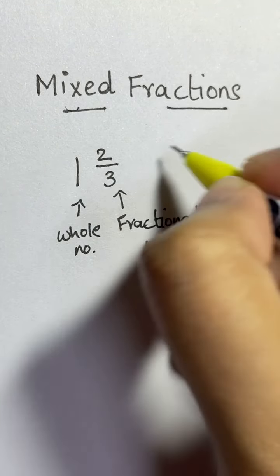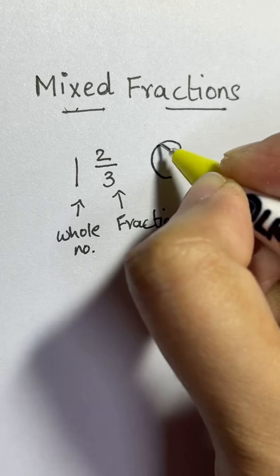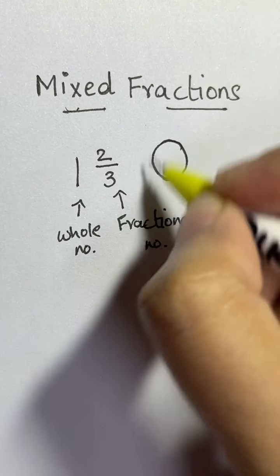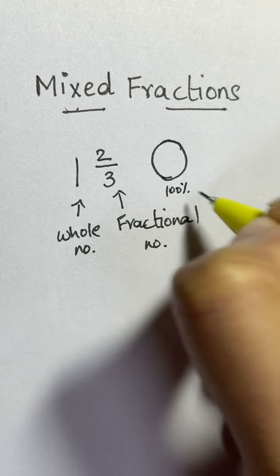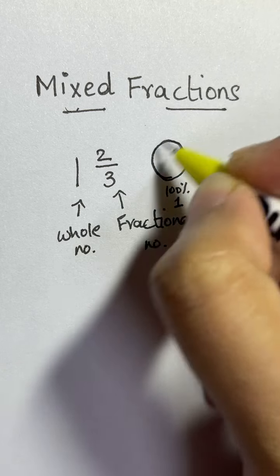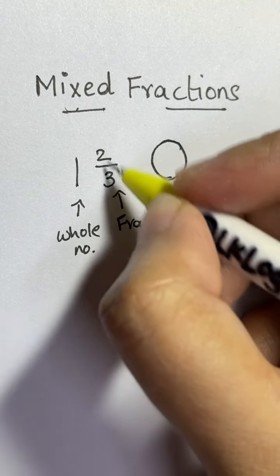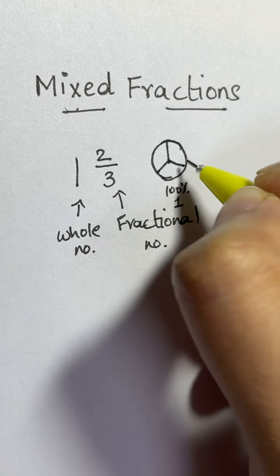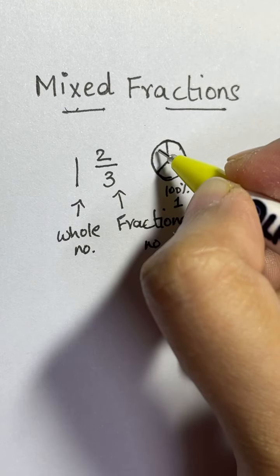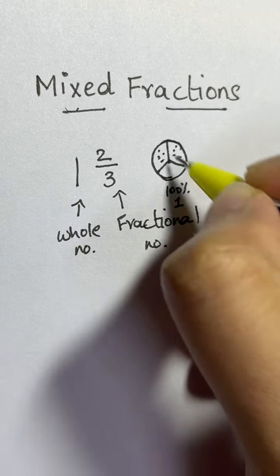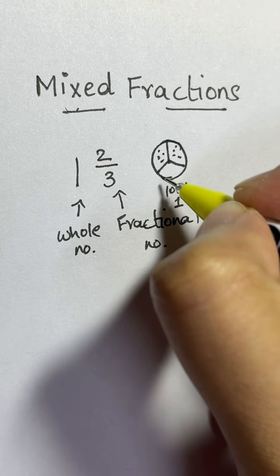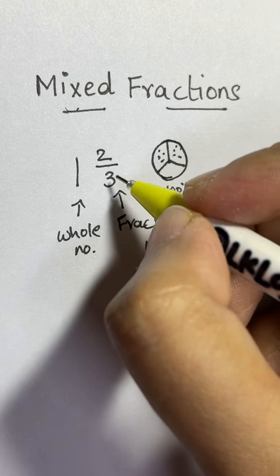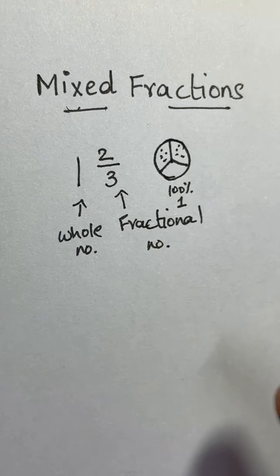Just to give you an idea, this is the whole. Whole is always 100%. So one whole, a complete whole. Now, if you divide it into 3 equal parts, the fraction is just a division of parts, 2 out of 3. So you're just selecting 2 parts out of 3 parts. So one whole is exactly 100%, and the fractional part is always lesser than one whole. So now let's start with the question.